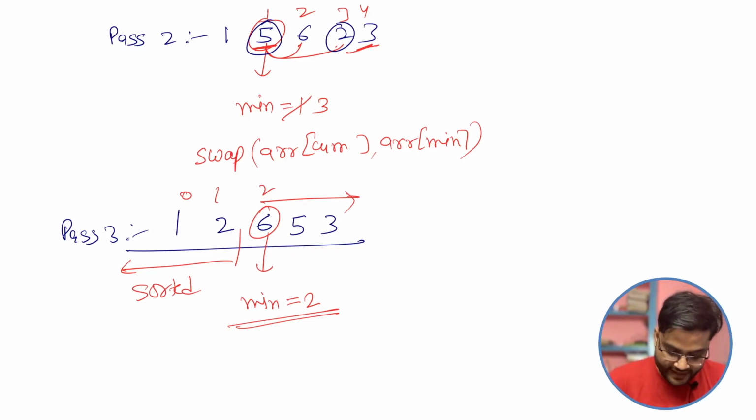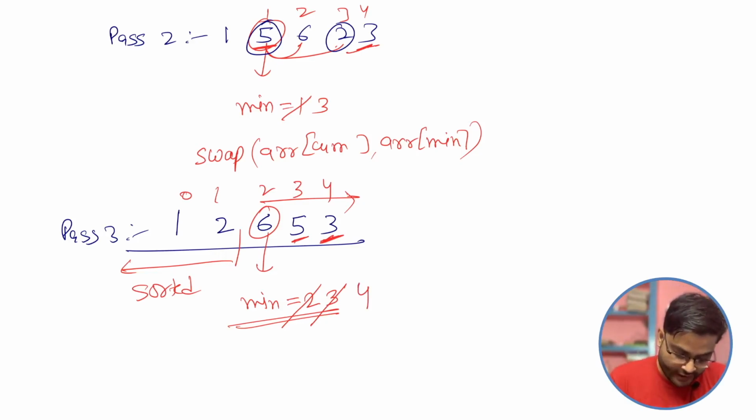Compare, 5 is less than 6, yes, so I will update my minimum. So minimum will be at index 3. So this is index 3, this is 4. Now I will move forward. I will check 3 is less than 5, yes, so I will update my minimum index. My minimum index will be 4.